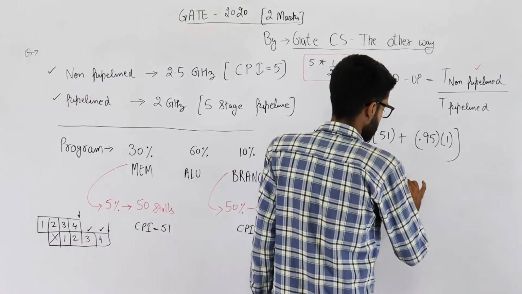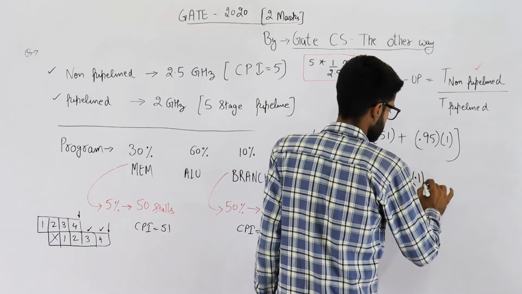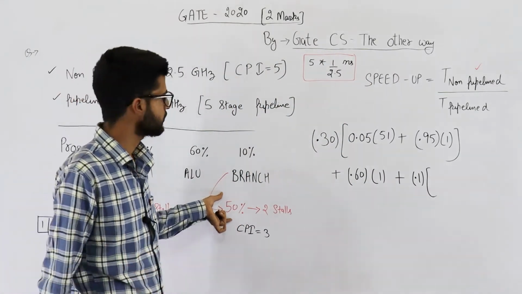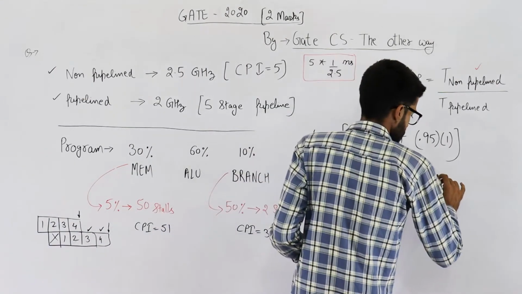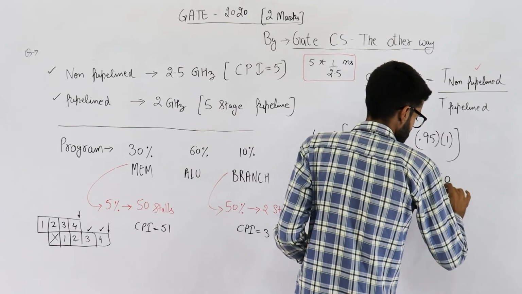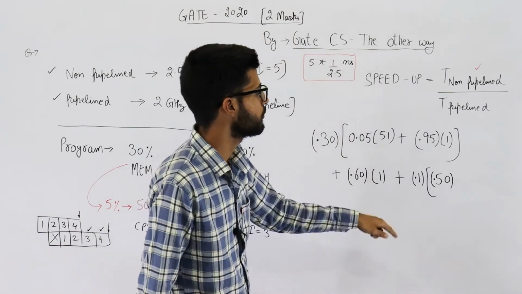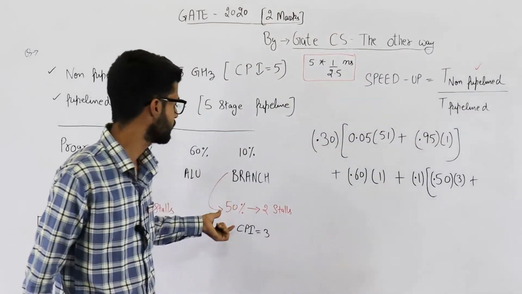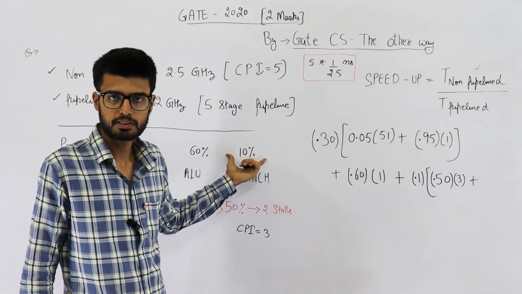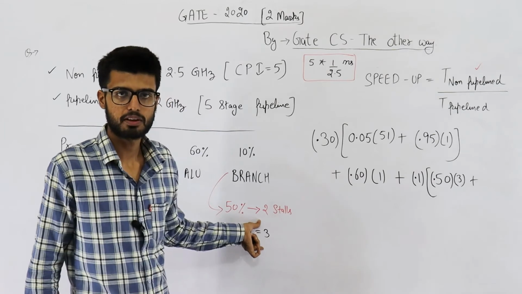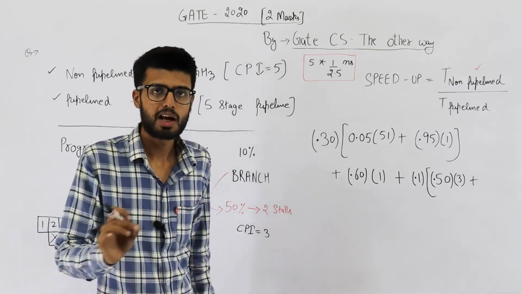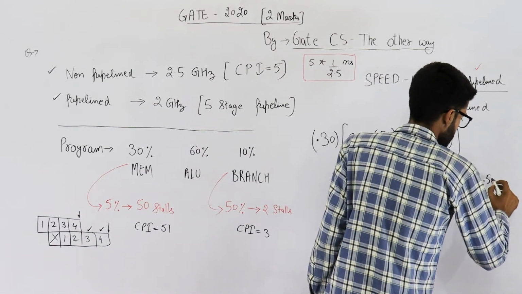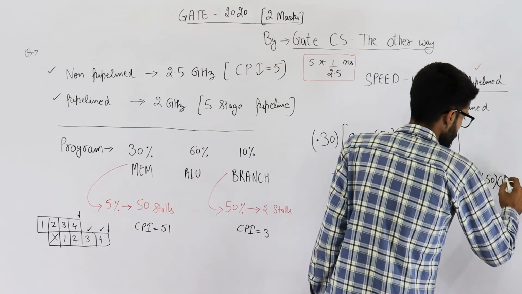Now let's talk about the remaining 10% instructions. Out of these 10% instructions, 50% of these 10% have a CPI of 3. That means 0.5 into 3. Plus the remaining 50%. Out of these 10% branch instructions, 50% are having a CPI of 3. The remaining 50% will have a CPI of 1 because we'll assume 0 stall cycles. So just add 0.50 into 1.